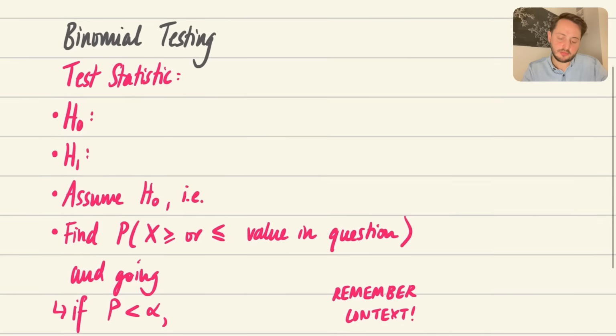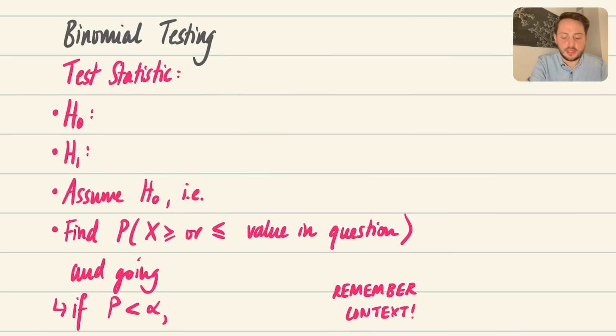So with binomial testing that we've got here, the test statistic, this is the number of successes observed.